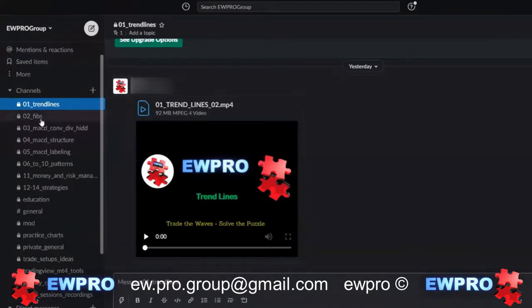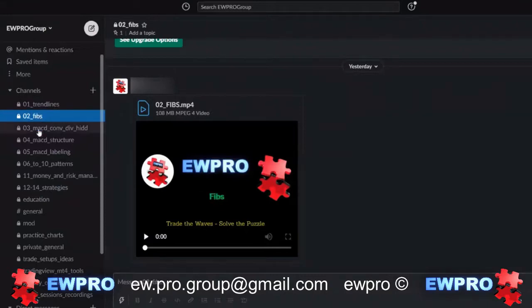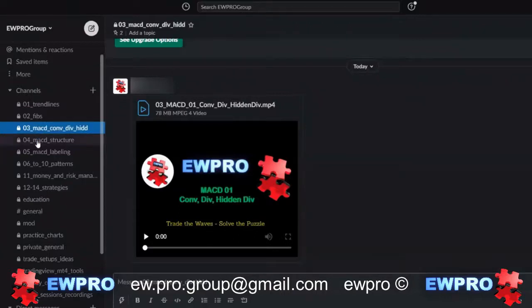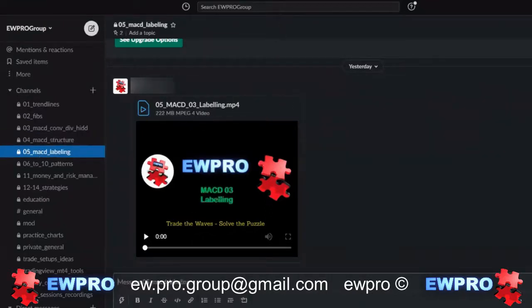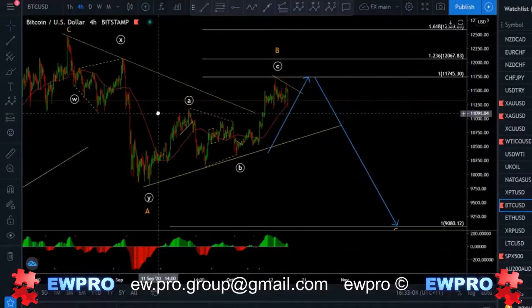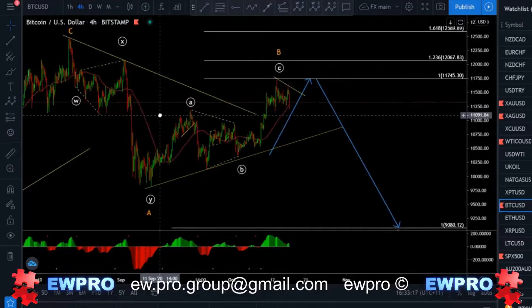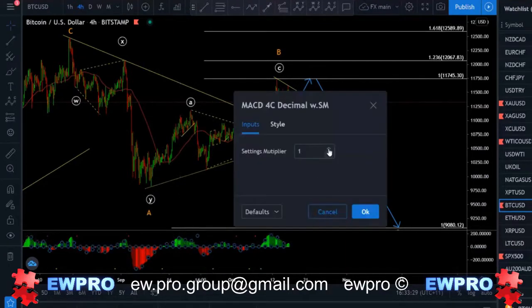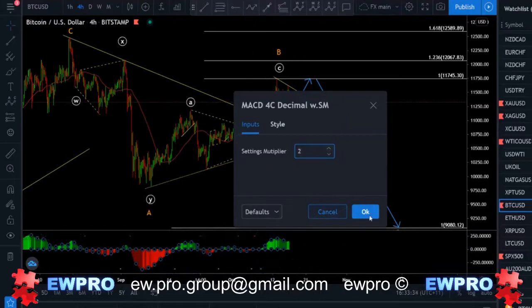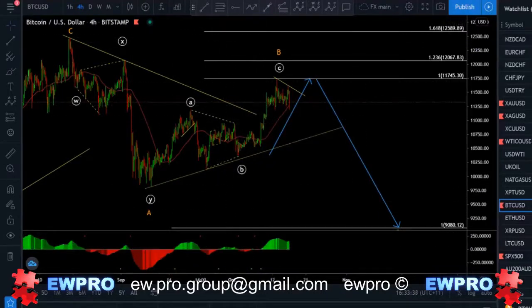And then once you've done the trend lines, you move on to the next one, which is fibs. And then we have MACD with all the convergences and divergences, MACD structures, then MACD labeling. We use the MACD for labeling. It gives us a more consistent count. With regular Elliott waves, you'll have 10 different traders giving an Elliott wave count on a chart, and you'll have 10 different counts, whereas with us, everyone will pretty much get the same count using the MACD. We also use the MACD as a filter. I'll teach you how to do all that, the reasons why you do that sometimes, and so on.